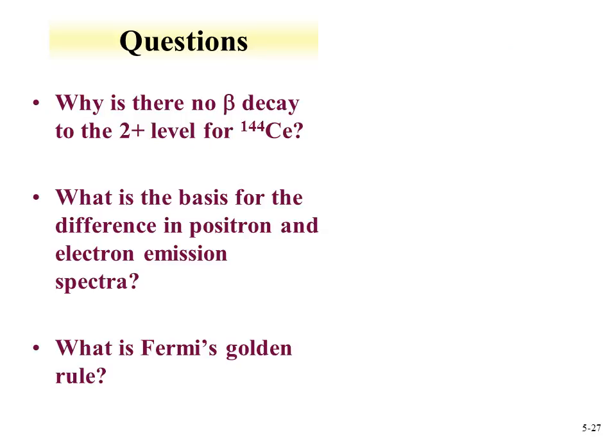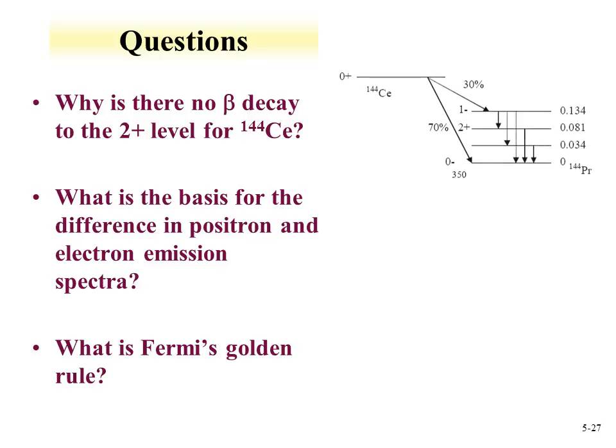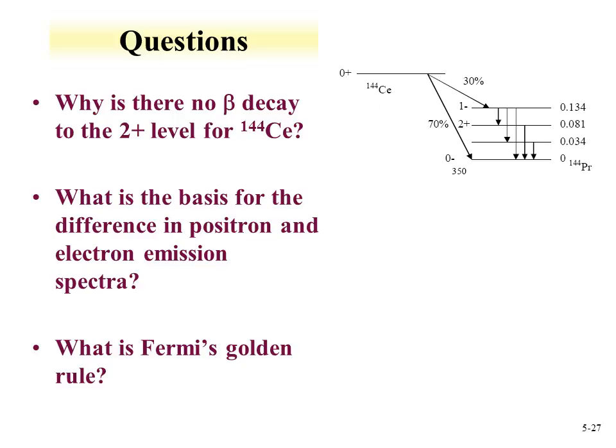Other questions? For example, if we looked at a decay scheme, you should be able to understand why there are certain transitions. As an example, why is there no beta decay to the 2+ level in cerium 144? We see the decay of cerium 144 here. It's an even 0+ state. It goes to either a ground state or an excited state of the daughter. And we see that it does not go to this 2+ state.